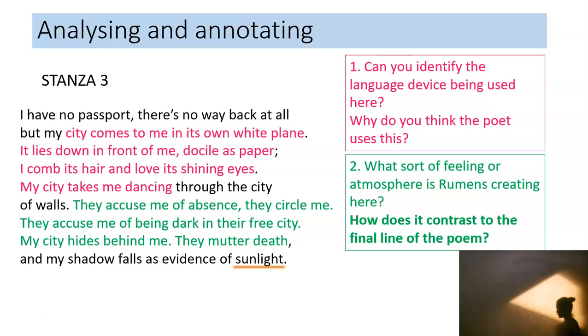And then the final line, she says, they mutter death and my shadow falls as evidence of sunlight. So there's a nice juxtaposition here between death and sunlight, death being dark and negative, but then once again she brings it back to the sunlight, that feeling of joy and positivity and optimism no matter what. So the whole idea we get in this poem is basically that no matter what she's told, no matter what difficulty she faces, no matter what terrible news she hears, she chooses to resolutely believe in her homeland and to stay positive no matter what.